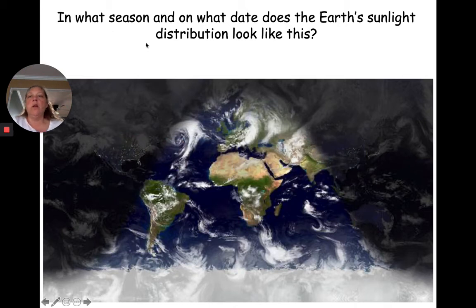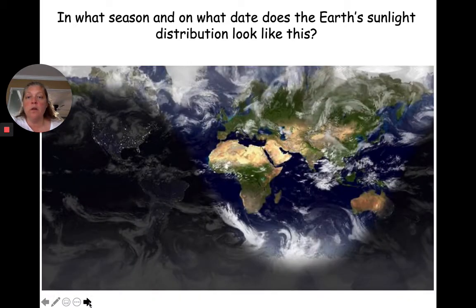In what season, and on what date, does the Earth's sunlight distribution look like this? See how it's dark up here and light down here? What is this season? It's the Northern Hemisphere's winter. You got it. Look at that, Antarctica. It's all lit down there.